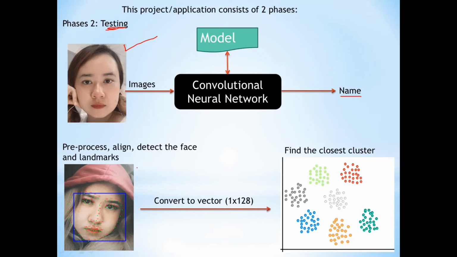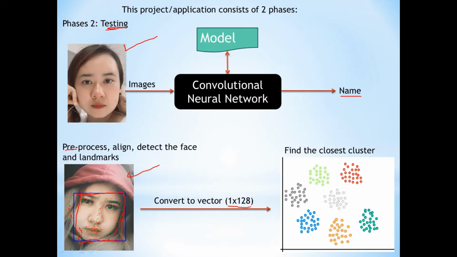person that looks exactly the same as the input picture. So how will it work? For example, here we input this image. Again, this raw image will not be good to submit to the neural network as it is. So first we have to pre-process it, align it, convert from BGR to RGB, and also detect the face first. Then we predict the landmarks, which are the points around the face, and then we convert it into a vector with a length of 1 by 128.